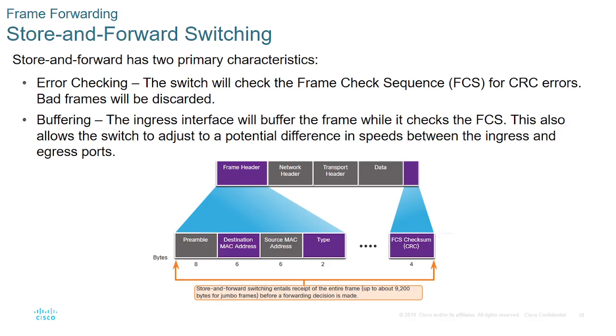And then it also does what they call buffering. The ingress interface will buffer a frame until it checks the frame check sequence. This allows a switch to adjust to the potential difference in speeds between ingress and egress ports. Now, what buffering means is that the interface where a frame has been received has storage there to keep all frames that are going to be checked. And the benefit of this is that sometimes the destination device may be slow. By buffering, it's able to deal with the competing speeds.